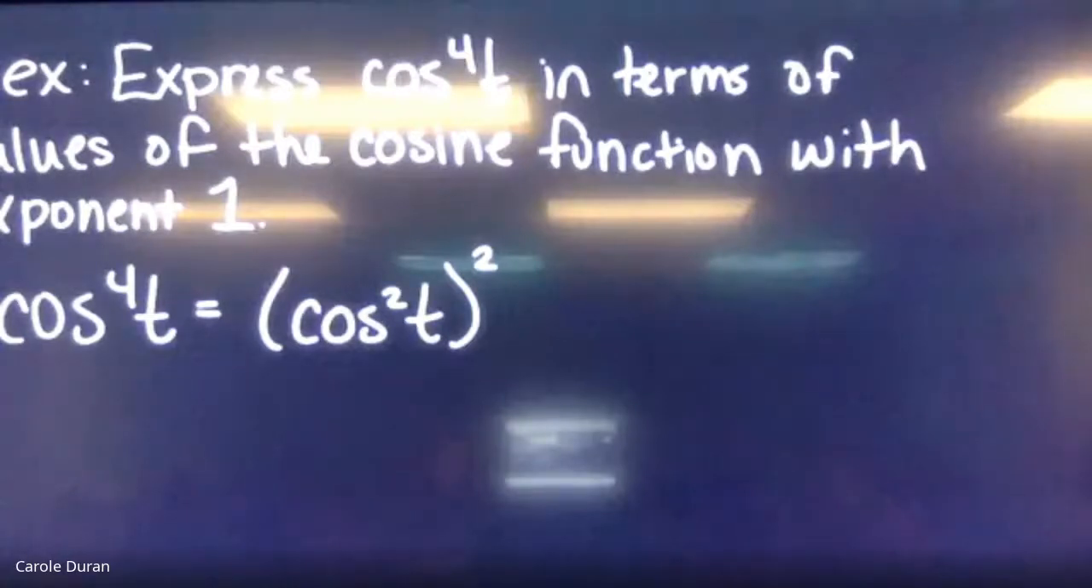Are we all okay with how we did that? If it helps, you can remember that cosine squared of t is the same as cosine of t in parentheses, all squared. So again, we're not squaring the angle here, we're squaring the function itself because it's a composite, so it doesn't work the same way we think it works. I have that, so now what am I gonna do?